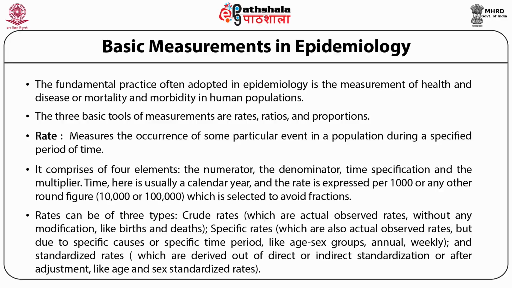This includes the birth rates and the death rates. Then they are called crude birth rate or crude death rate. The next is the specific rates, which are also the actual observed rates, but here due to specific causes or specific time period. Like, for example, age sex groups, annual or weekly. And lastly, the standardized rates, which are derived out of direct or indirect standardization or are derived after adjustment. In this, the examples include the age and sex standardization rates.